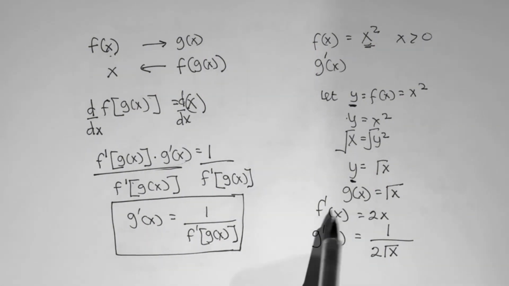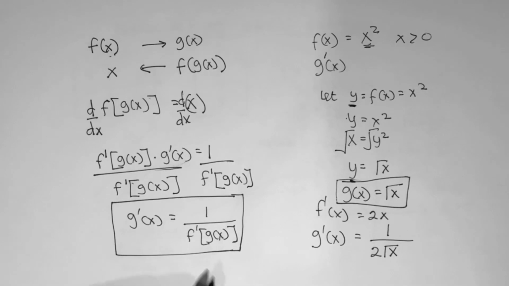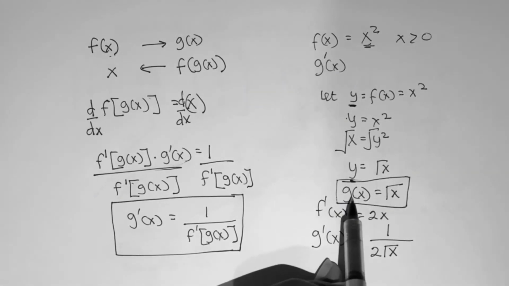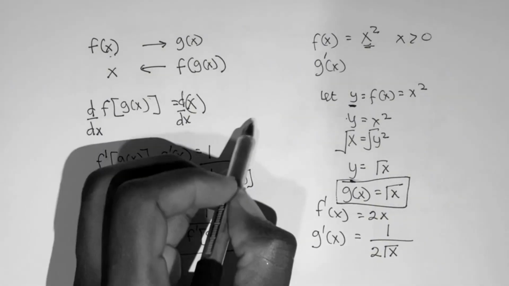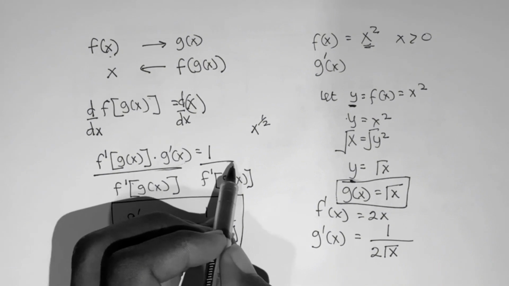Now, let's check our answer from here. Remember that we said the inverse is root x. So let's find j prime of x from here. So root x can also be written as x exponent 1 over 2.